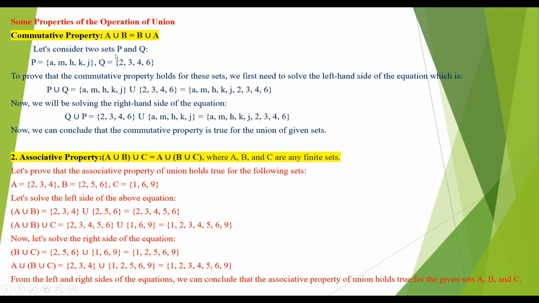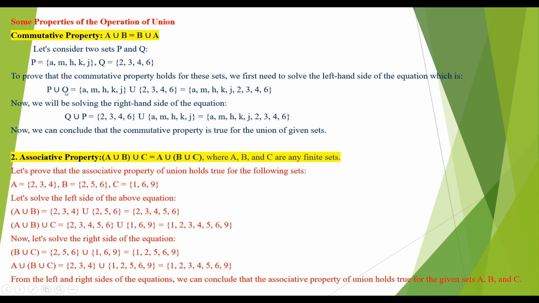Let's take two sets, P and Q. Set P has the letters C, A, M, H, K, and J. And set Q has the numbers 2, 3, 4, and 6. Now, in order to prove the commutative property, first we have to solve the left hand side of the equation, that is P union Q. What is P union Q? First, let's see the elements of the two sets. That is A, M, H, K, J, and what is there in Q? The numbers 2, 3, 4, and 6.